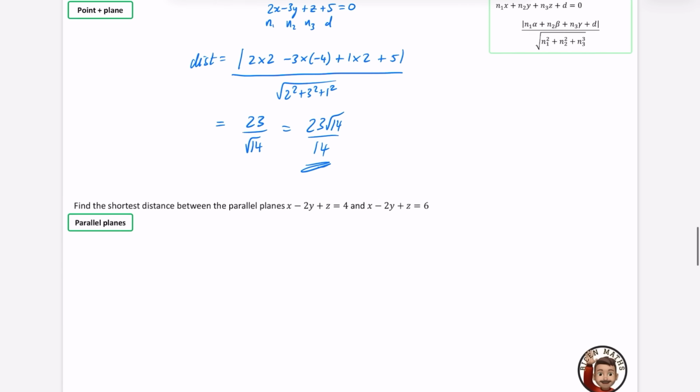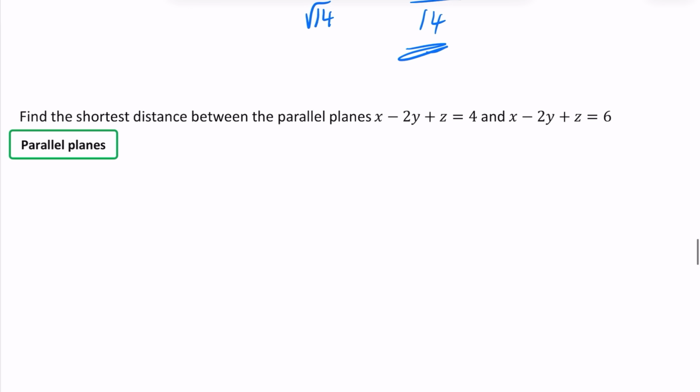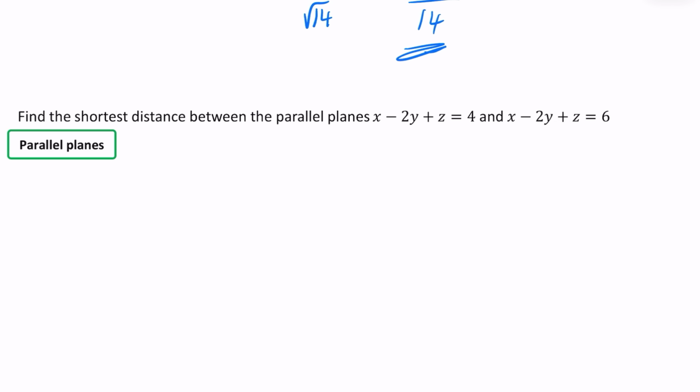And then we're going to have a look at an example where we're doing the shortest distance between the parallel planes that we have here. Now, they're parallel, exactly the same stuff on the left-hand side.